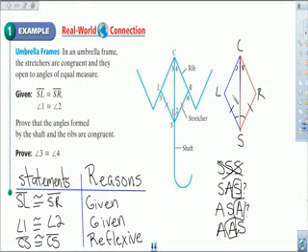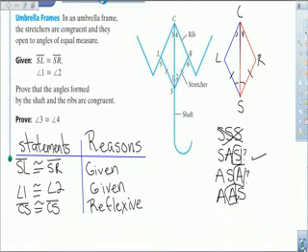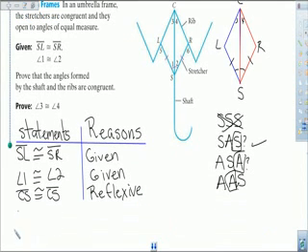So here is the shaft. There it tells you. This is the shaft, and this is a rib. So what we want to prove is that angle 3 is congruent to angle 4. Notice we have no information on these angles. What we have is information on this and this and this.